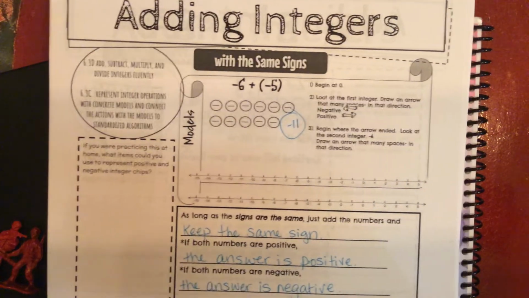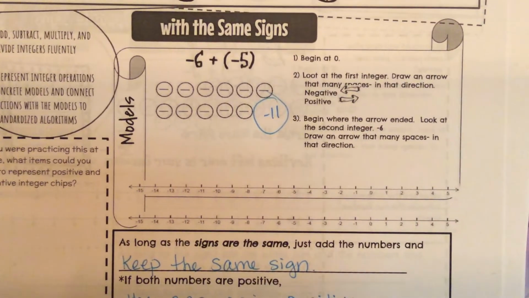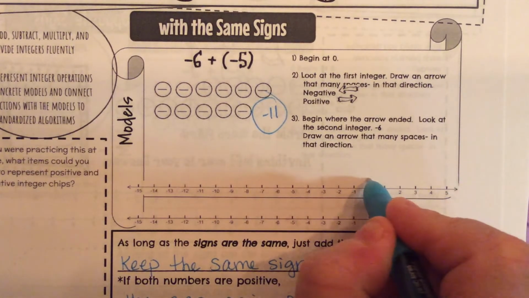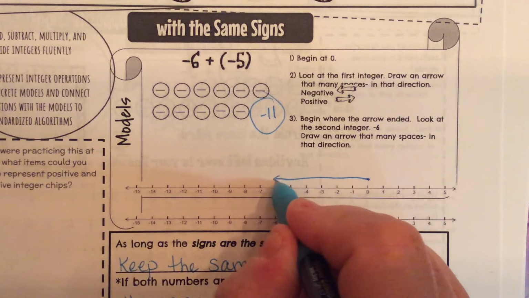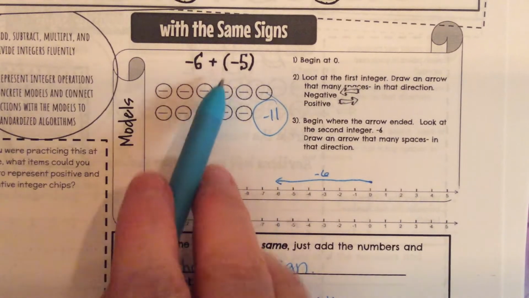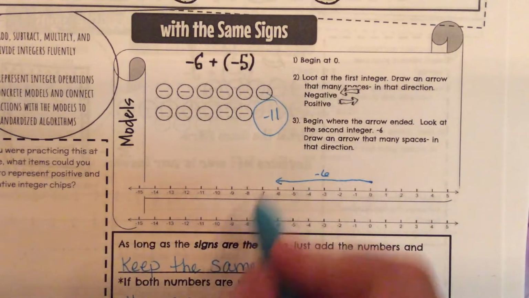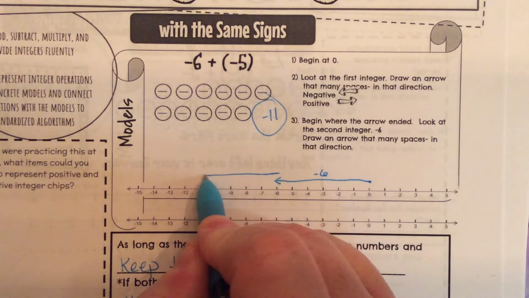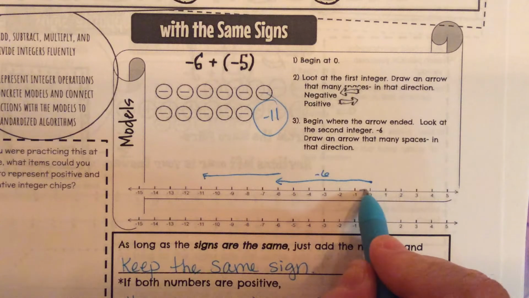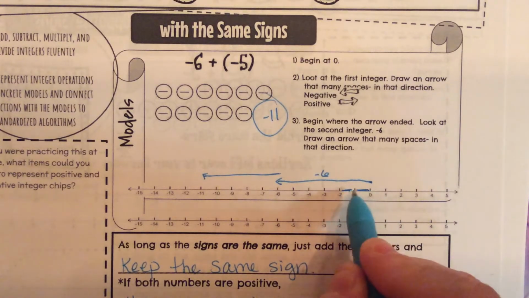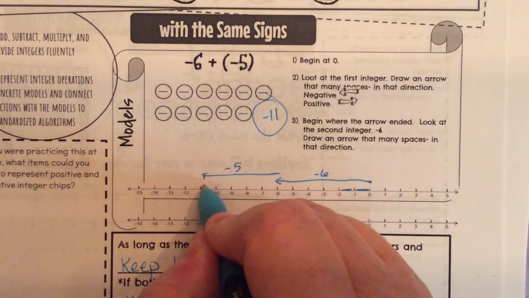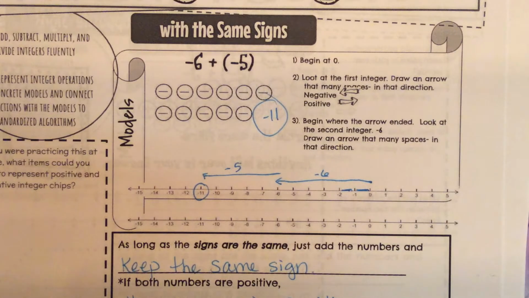Now, we can also represent this on a number line, and that's one thing that's kind of cool. We start at 0, and I'm going to go 6 spaces in the negative direction, and then I'm going to stop there. My second number is -5, so I'm going to go 5 more spaces in the negative direction. If you wanted to count them, make sure you count the spaces in the middle, not the lines on the end, because your number would not be right. Your answer is where you end up after the second number.